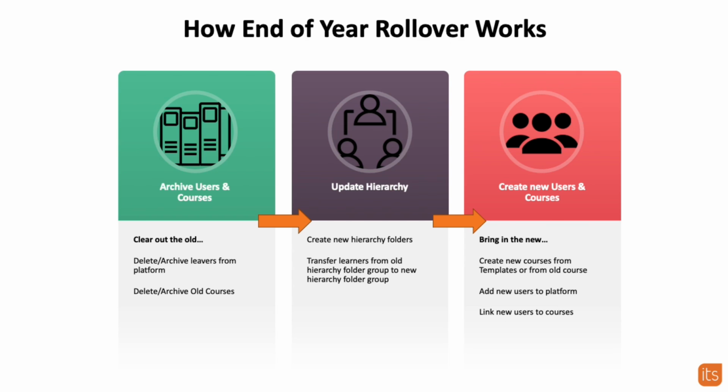The next step is updating our hierarchy. Once we've got rid of our old learners and our old staff, we then create new hierarchy folders, new folders for our new people to come into, and we will transfer the learners from the old hierarchy folder group, from the last academic year, onto the new hierarchy folder group that we'll create, which will be for the new academic year.